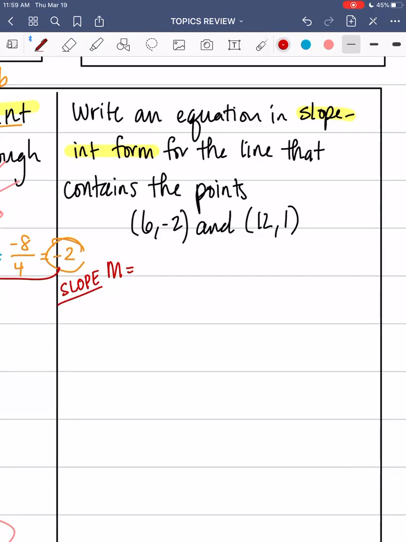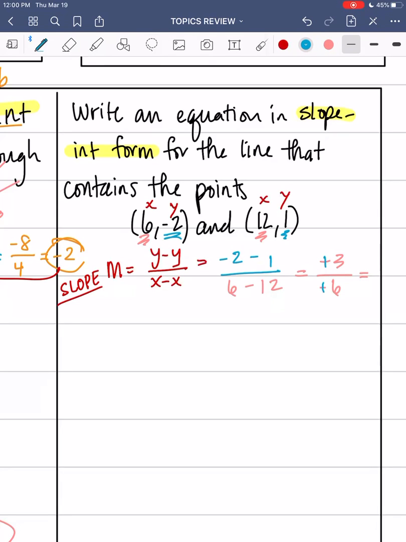M equals rise over run, which is y minus y over x minus x. Okay, this is x, this is y, this is x, this is y. So we have negative 2 minus 1 over 6 minus 12. Negative 2 minus 1 is negative 3. 6 minus 12 is negative 6. Negative divided by negative is just a positive. 3 is half of 6, so this is really just a secret way of writing 1/2. So we got slope m equals 1/2.